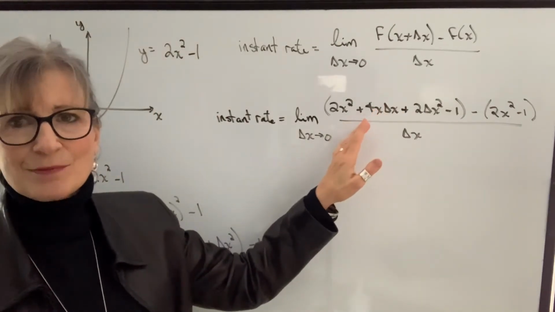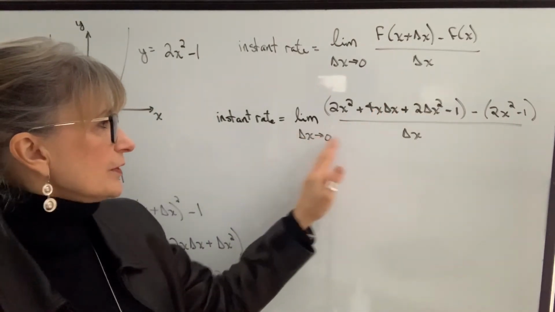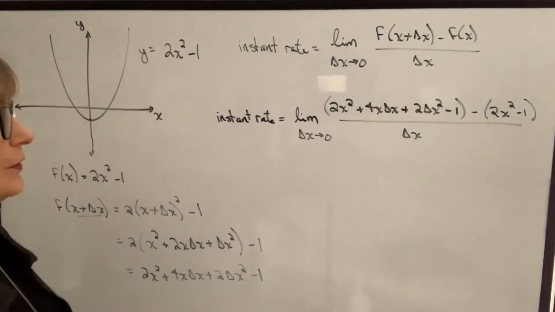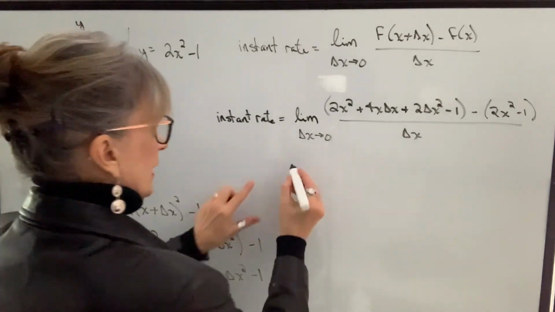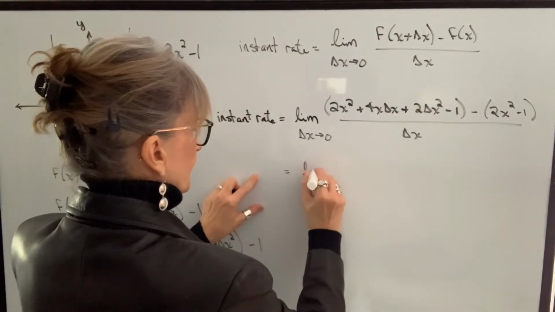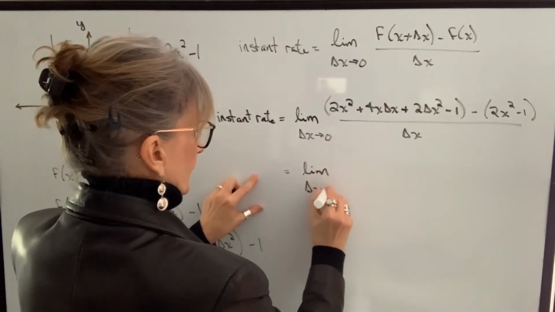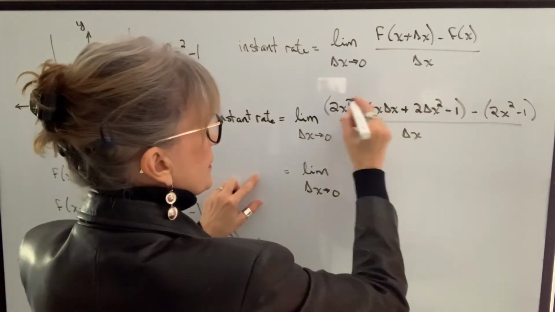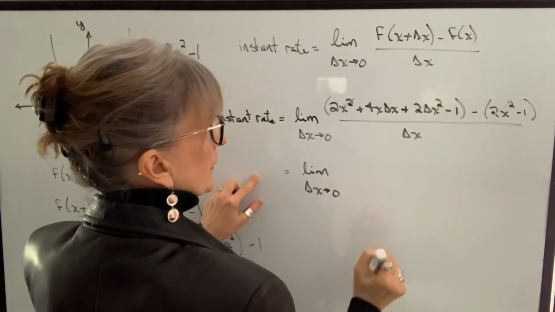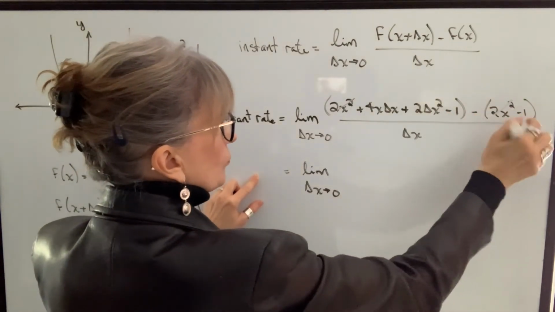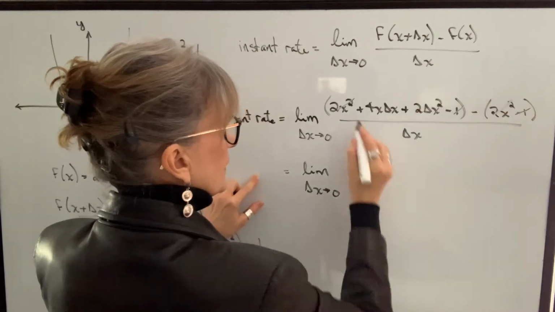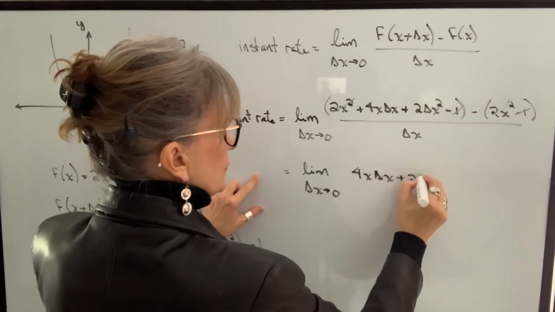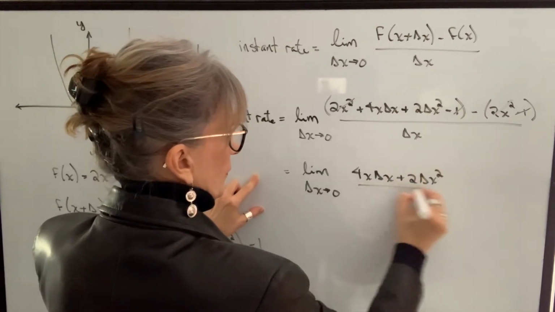In order to find this limit, I have to simplify. I can't put a 0 in for delta x because that would make our denominator equal to 0, and that's undefined. So I'm going to start by combining like terms. 2x squared minus 2x squared is 0. Negative 1 minus negative 1 is 0. So I'm going to be left with 4x delta x plus 2 delta x squared over delta x.